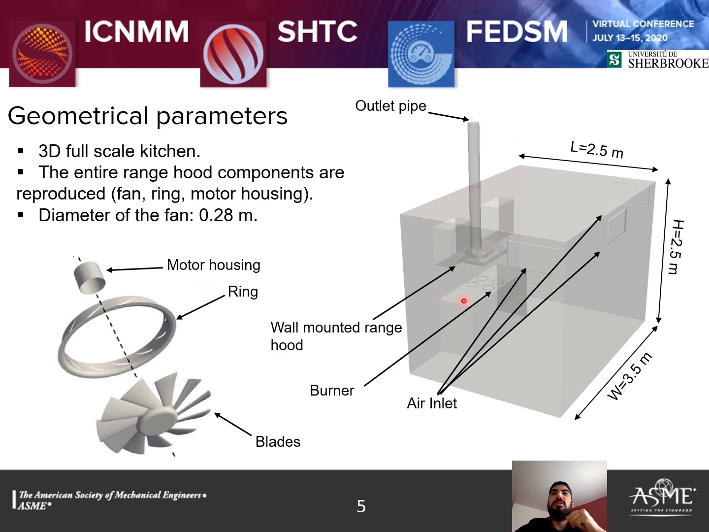This pollutant is then extracted by the range hood and escapes the kitchen through an outlet pipe. In this figure, we can see the different equipment of the range hood. We have the motor housing, the rotating ring, and the blades, a rotating fan with 11 blades. The diameter of the fan is 0.28 meters, and the rotation motion of the ring and the fan have been taken into account in these simulations.